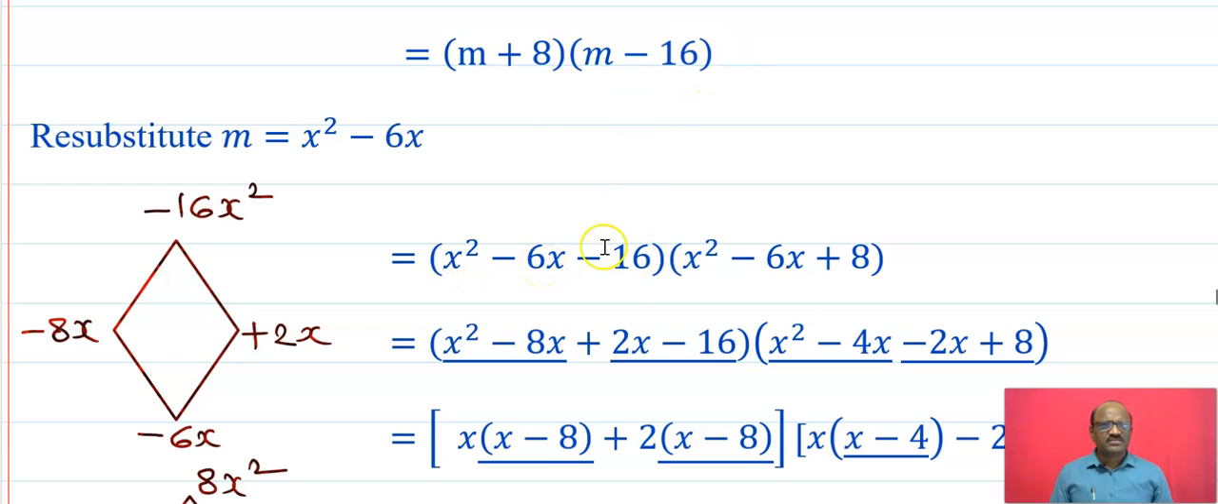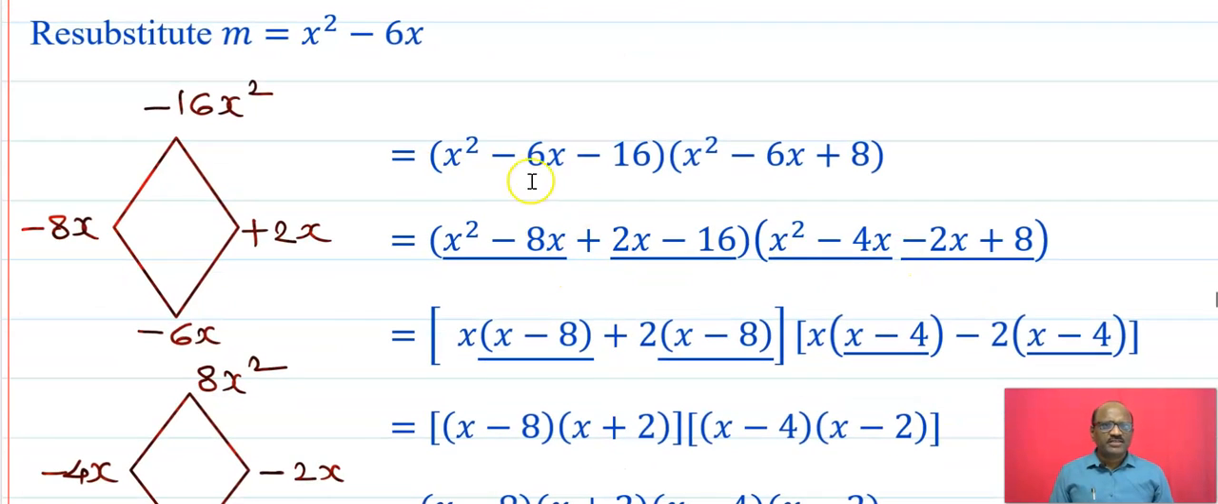Minus 16 here first, and next is x square minus 6x plus 8. Now again two terms have come, look: x square minus 6x minus 16. First we will factorize this, then x square minus 6x plus 8. The product here is minus 16x square, and the sum is minus 6x. What are the two terms? Minus 8x and plus 2x.